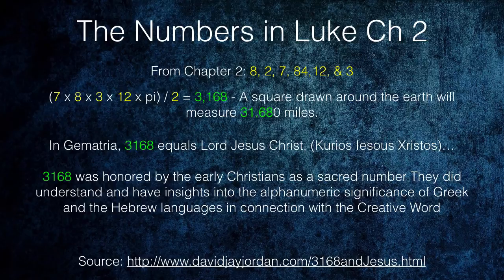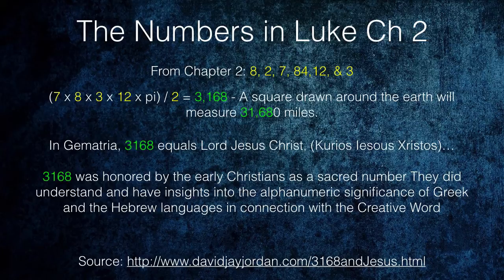Also, when it comes to gematria, 3168 equals the Greek gematria of what we would say in English, Lord Jesus Christ: Kyrios, Jesus, Christos. 3168 was honored by the early Christians as a sacred number. They did understand and have insights into the alphanumeric significance of Greek and the Hebrew languages and connections with the creative word. You can look at the address at the bottom of your screen, or just Google 3168 and you'll find lots of information about it.